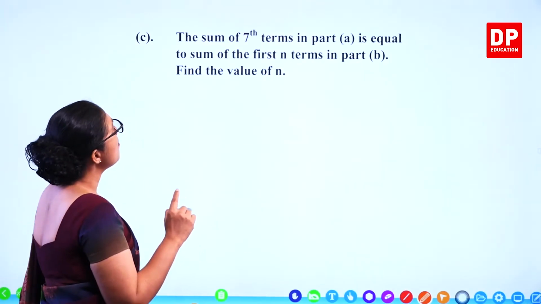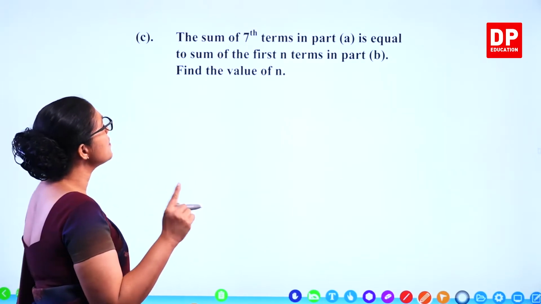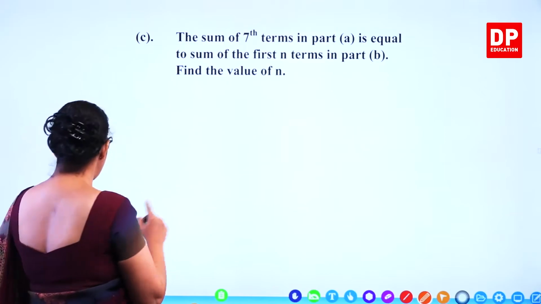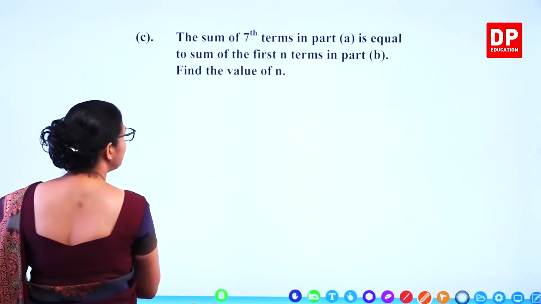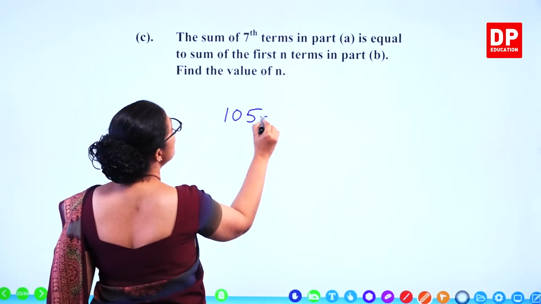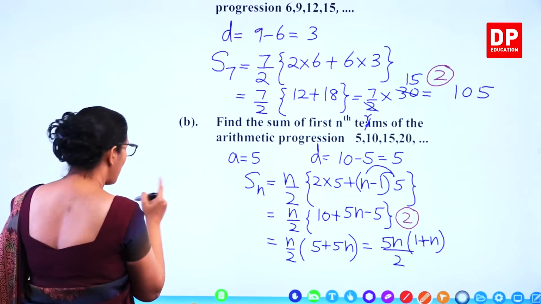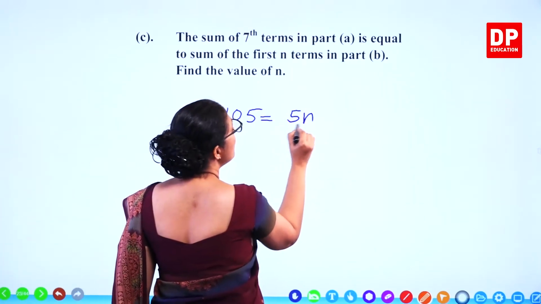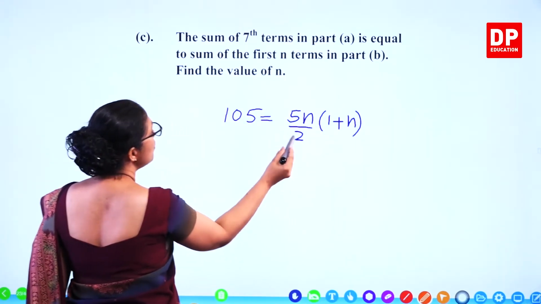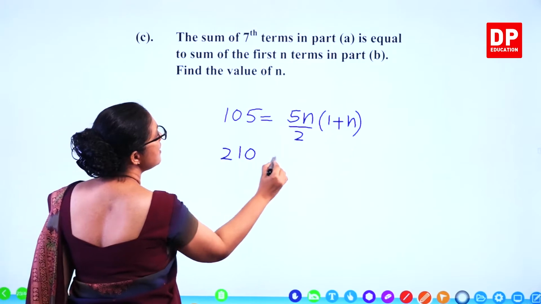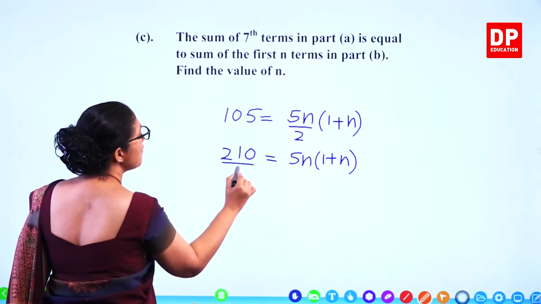Part C, the sum of 7 terms in part A is equal to sum of the first n terms in part B. Find the value of n. So those two are equal. So you can equate 105 is equal to n over 2, 5n over 2, 1 plus n. Multiply both sides by 2. You get 210 is equal to 5n 1 plus n. Divide both sides by 5 now.